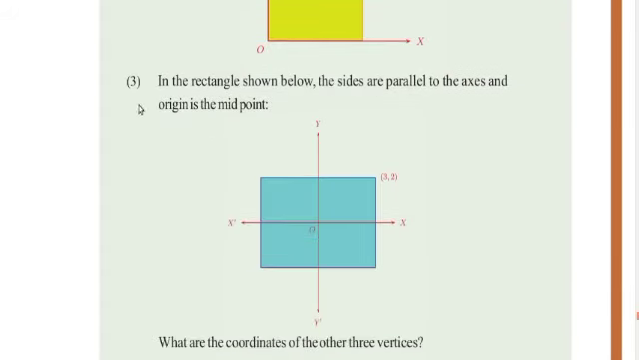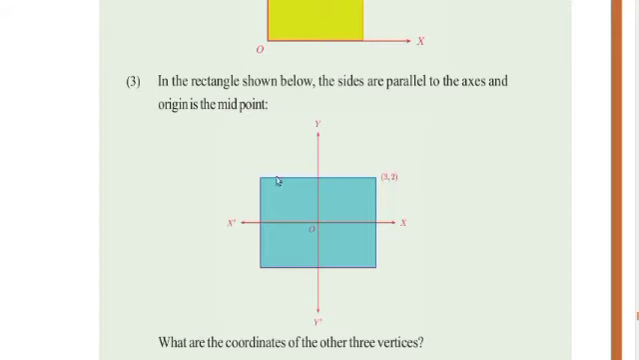And the next question, in the rectangle shown below, the sides are parallel to the axes and the origin is the midpoint. So the midpoint is 0, 0. So this distance and this distance are equal. Similarly, this distance and this distance are equal. But we know that in the first, second, third and fourth quadrants, the signs of the points are different, right? Here in the first quadrant, the point is 3, 2.